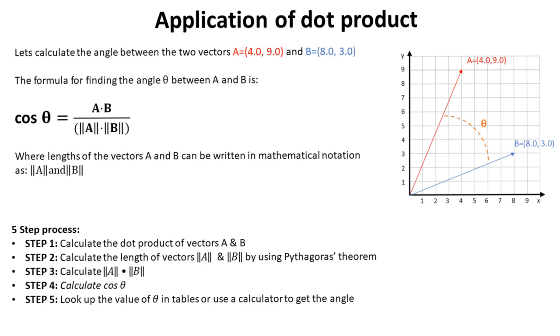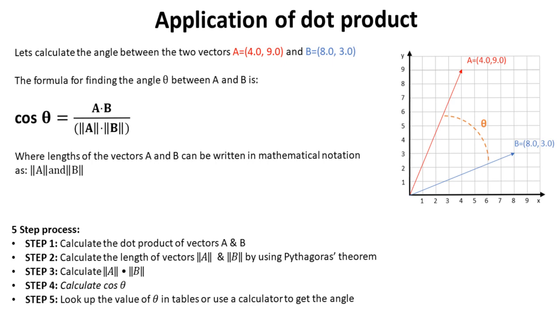Okay, so let's actually try calculating the angle between the two vectors A and B. In order to do this, we have to use this formula, where A and B are two vectors that have been supplied, and where the lengths of the vectors A and B can be written in this mathematical notation. There's a 5-step process you have to follow. You have to calculate the dot product of the two vectors, calculate the lengths of each vector by using Pythagoras' theorem, times the lengths of the two vectors together, calculate cos, and then look up the value in tables in order to get the resultant angle.